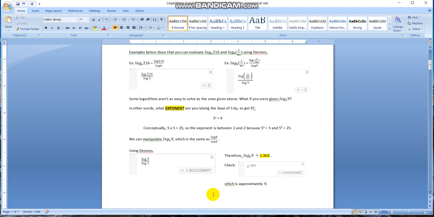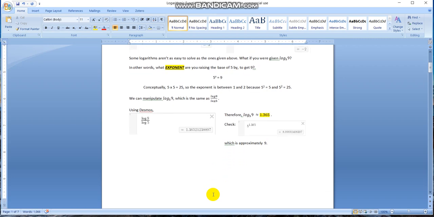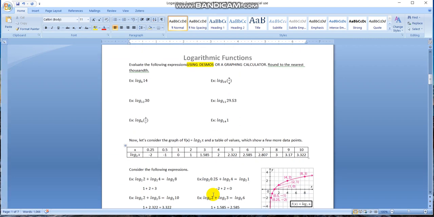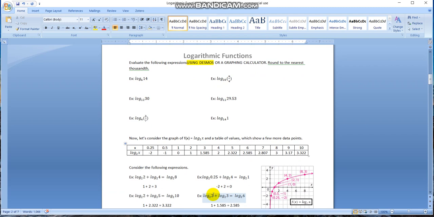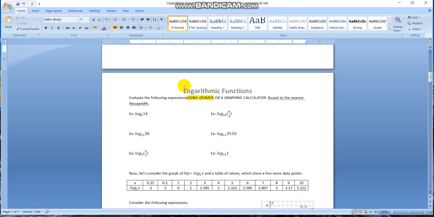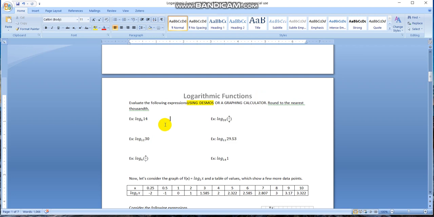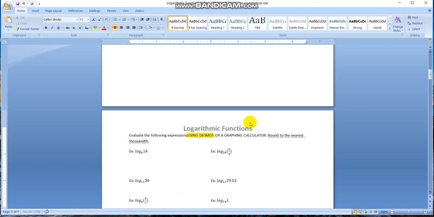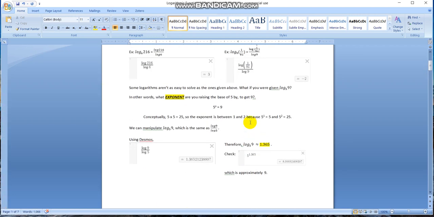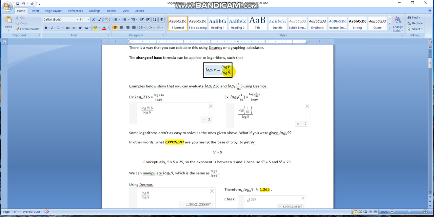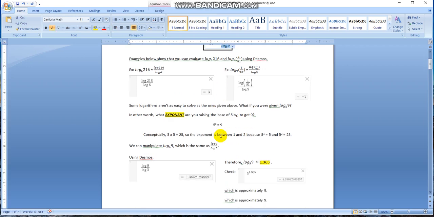Now, instead of me just talking about this, let me show you how this works. Let's say you want to evaluate the following expression using Desmos or a graphing calculator, and you want to round to the nearest thousandth. I'm going to take this part.